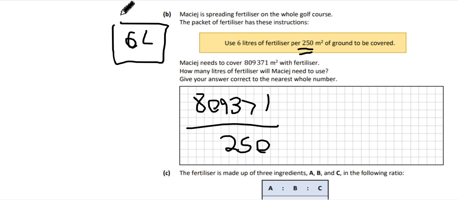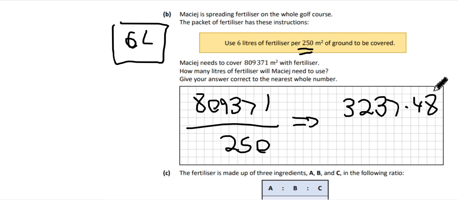Imagine they come in 6 litre bottles, for argument's sake. So we're trying to find out how many 6 litre bottles we need. Is that alright? So somebody give me the answer for that? What you reckon? Anybody know? Just use your calculator for me, it'd be great. 809,371 divided by 250. Which one? 3237.